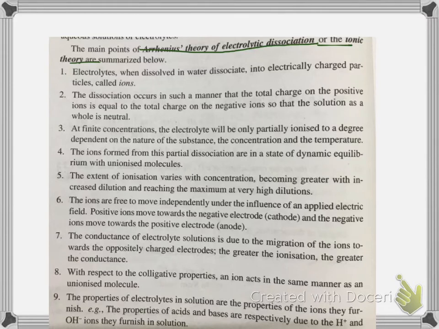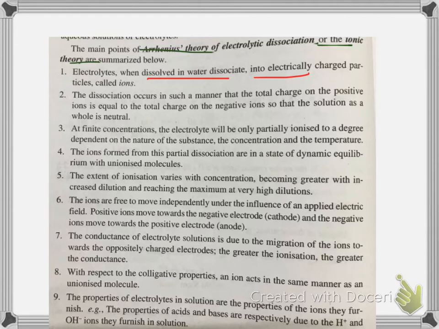According to Arrhenius, electrolytes, when dissolved in water, dissociate into electrically charged particles called ions. For example, when an ionic compound NaCl is dissolved in water, it dissociates into Na+ and Cl-. That is the proposal of Arrhenius in this theory as his first point.